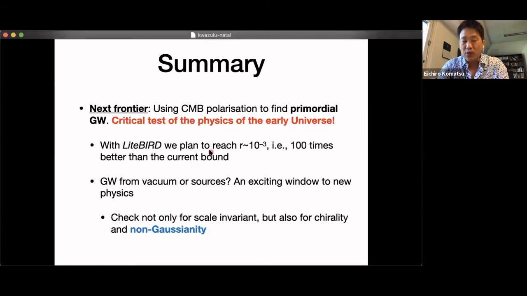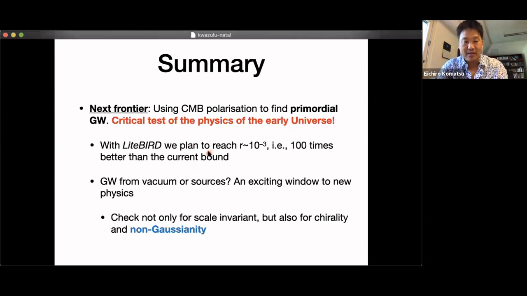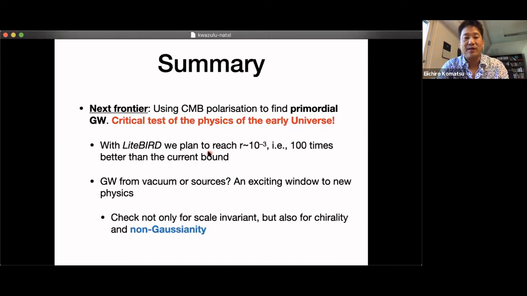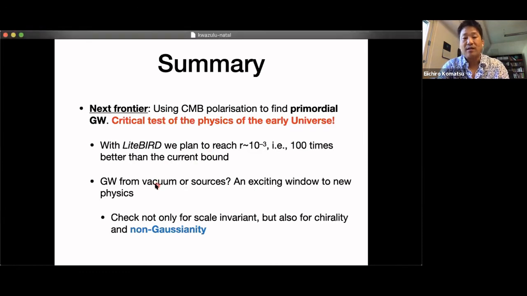But I must tell you that before we fly this in 2028, 2029, I really hope that the ground-based experiments will see a hint of it. Then LiteBIRD will have a definitive measurement of it. Then we can really try to distinguish between the vacuum source and the matter sources.